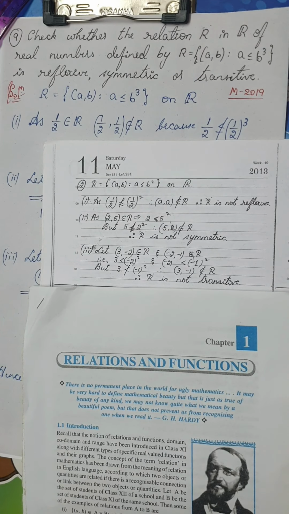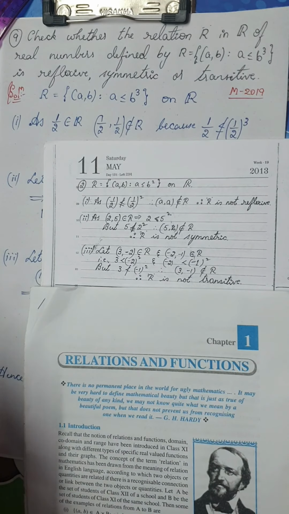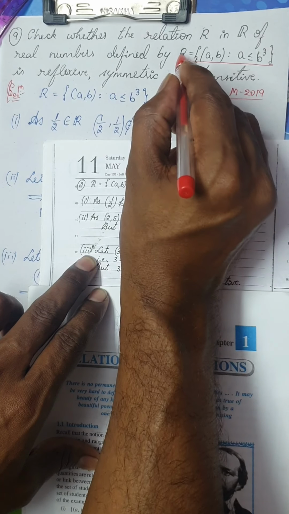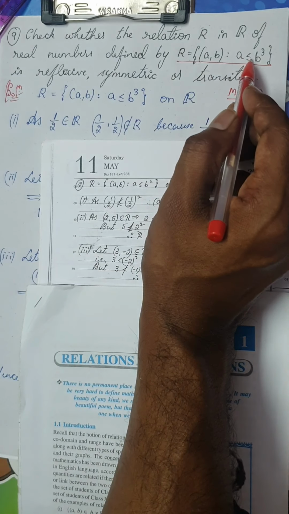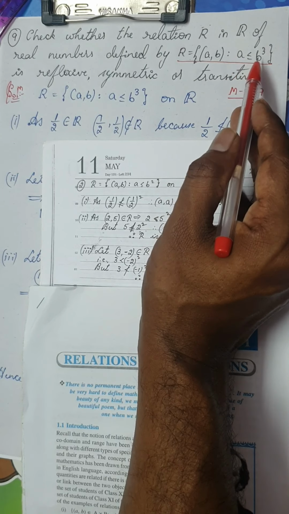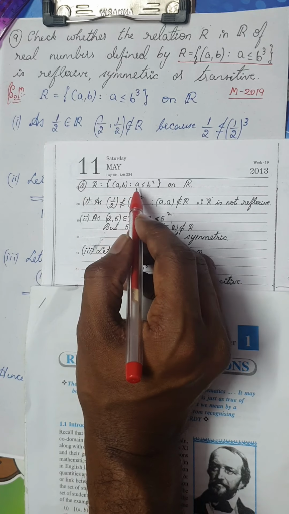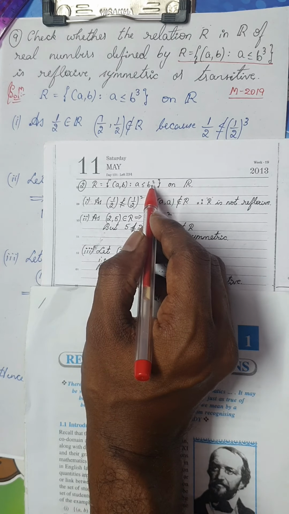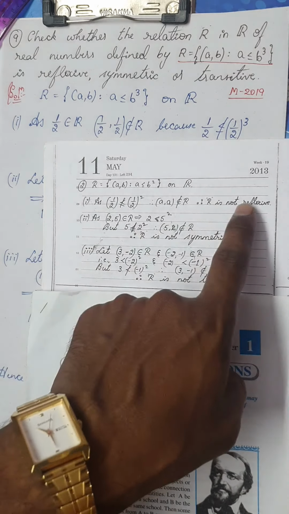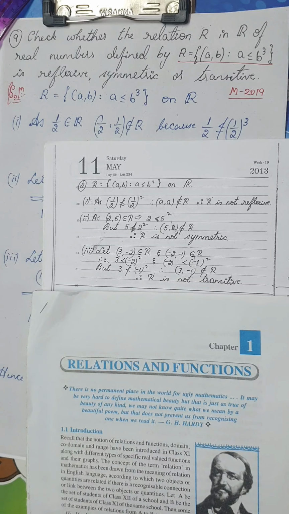Dear students, before I go on to the next question, there is a similar question in your exercise, and I'm going to give it to you as an assignment. Look here: this one was R equals the set of (a, b) such that a is less than or equal to b cube. We did a less than or equal to b, and we did a less than or equal to b cube. There is another relation, R equals the set of (a, b) such that a is less than or equal to b square. If you check that as well, it will not be reflexive, it will not be symmetric and it will not be transitive.